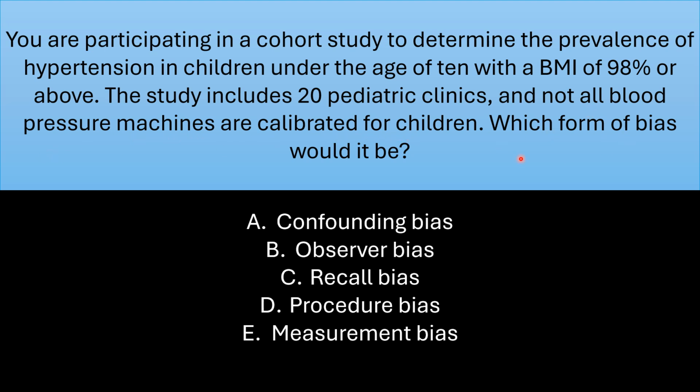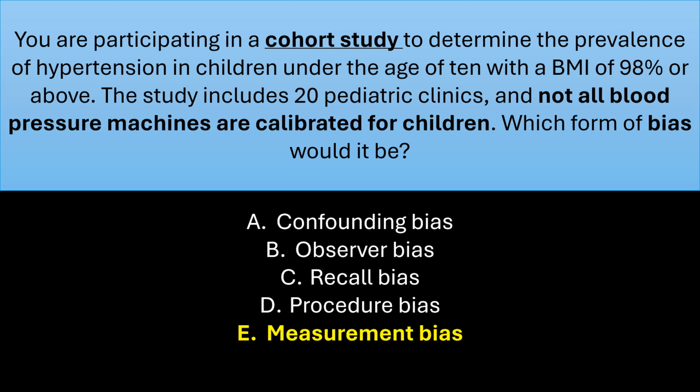Which form of bias would it be? Confounding bias, observer bias, recall bias, procedure bias, or measurement bias? Correct answer is measurement bias. Why? Because the blood pressure machines that are not calibrated for children will give wrong results, and this will make the study inaccurate. And in the next few slides, we'll learn about common types of bias.